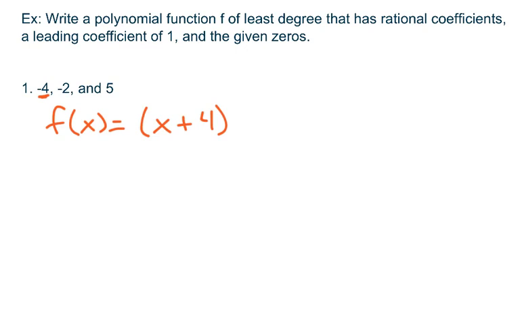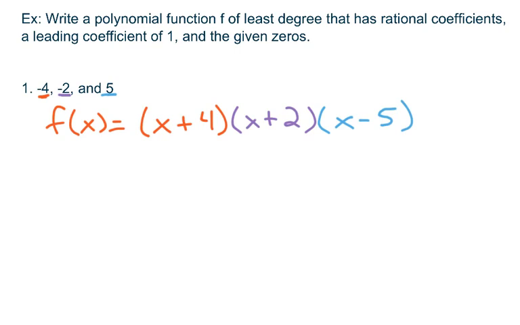Let's see, the negative 2, that's x plus 2, just the opposite of the number. And then the last one, positive 5, means x minus 5. Okay, that would be the factor. The reason it says a leading coefficient of 1 means we don't need to put anything out in front of x. We're not going to have anything in front of our biggest exponent. It's just going to be a 1. It's going to make it really easy.